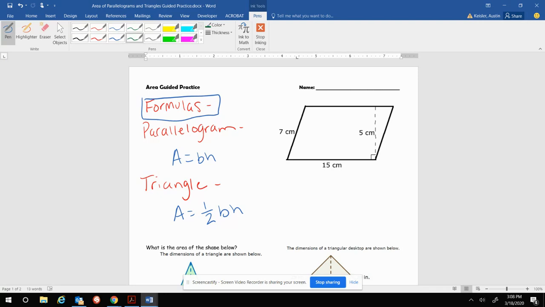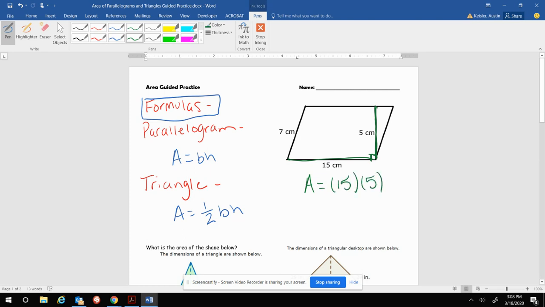So working right into this first one, this is a parallelogram here. Remember, our height is always straight up and down, just like how you measured at the doctor's office. The base and height form a right angle. So these are my two numbers I need to use. So I'm going to plug those into my formula for a parallelogram.